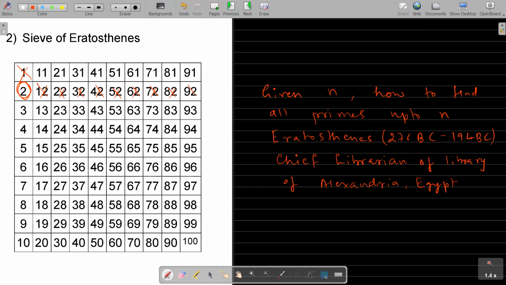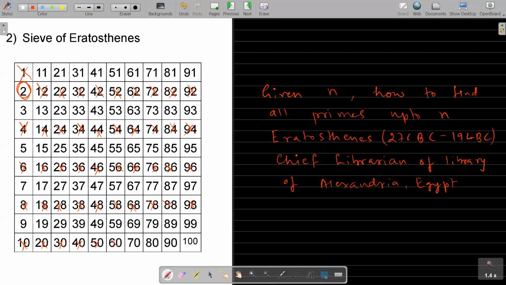So numbers ending with 2, numbers ending with 4, numbers ending with 6, with 8 and 0, I should cancel all those numbers: 2, 4, 6, 8, and 0. So we cancel out all such multiples of 2. And then the very first uncut number is prime again. And what is that number? That is 3.